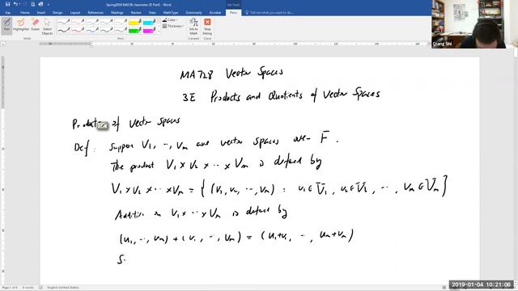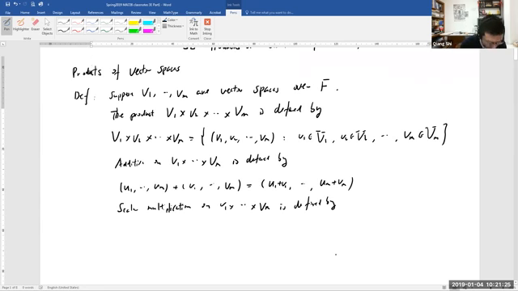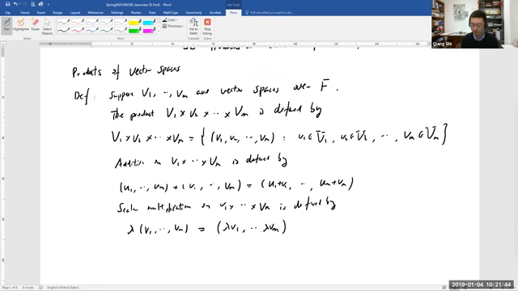And then the scalar multiplication on this same V1 times V2 up to Vm is defined by also a very familiar definition here. If you have any V1 up to Vm, then this lambda will distribute on every single entry in this vector. All right. So then everything hopefully sounds very familiar.